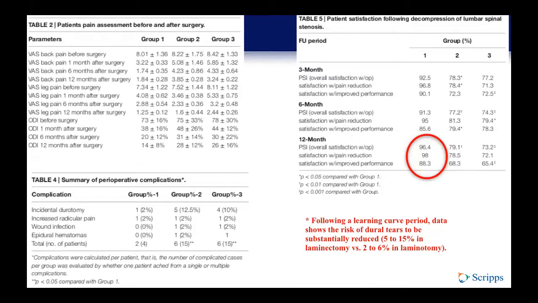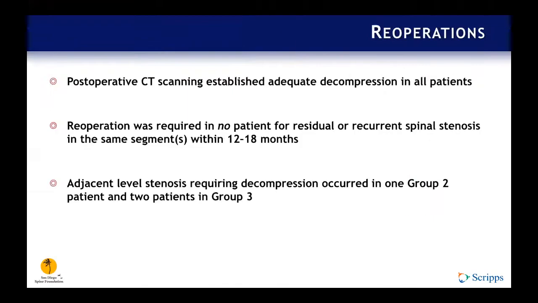Also, something else that I found in this paper was that following the learning curve, the risk of dural tears was reduced in the laminotomy group compared to the laminectomy group, which is interesting because the space is lower, but I think comes with the learning curve and understanding truly what you need to decompress rather than always doing everything.